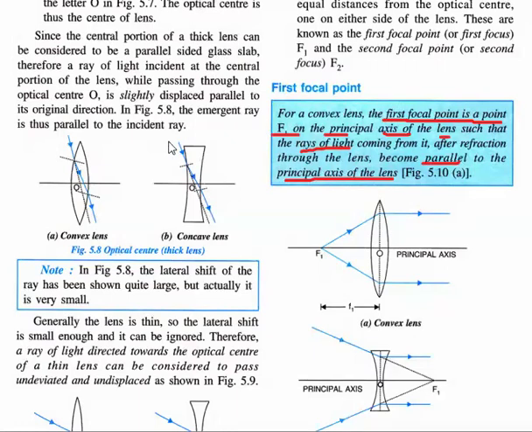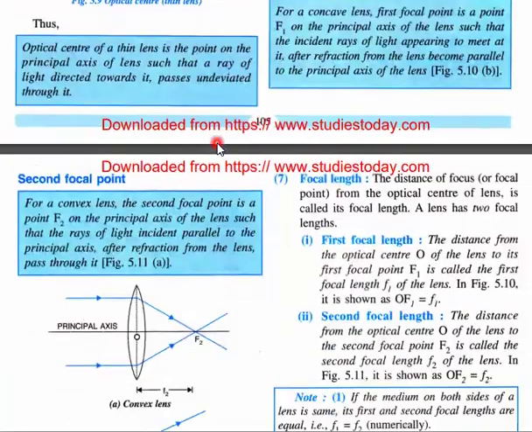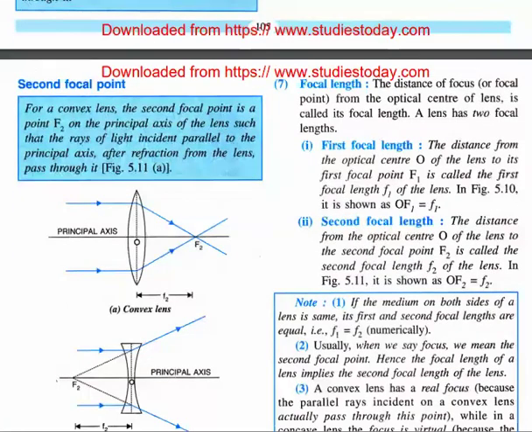We have one more, known as the second focal point. So we'll find the second focal point here. The second focal point is a point F2 on the principal axis of the lens, such that the rays of light incident parallel to the principal axis, after refracting from the lens, pass through it. They have given an example.